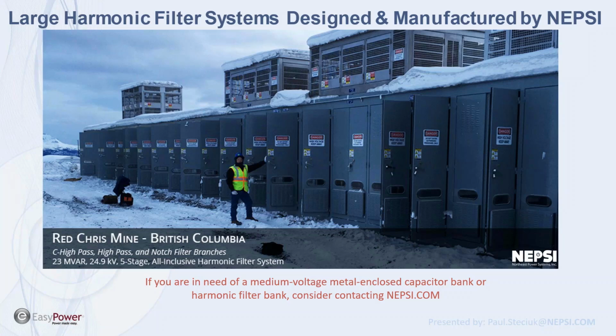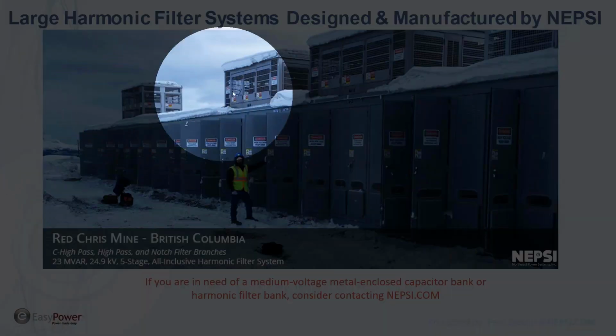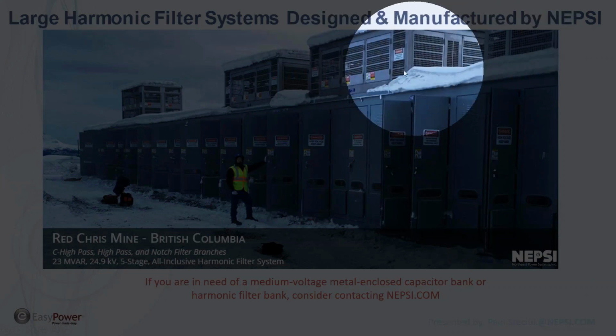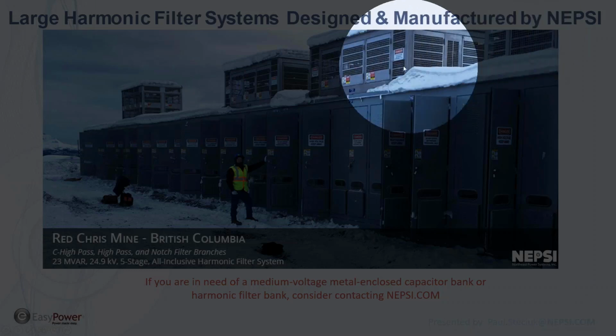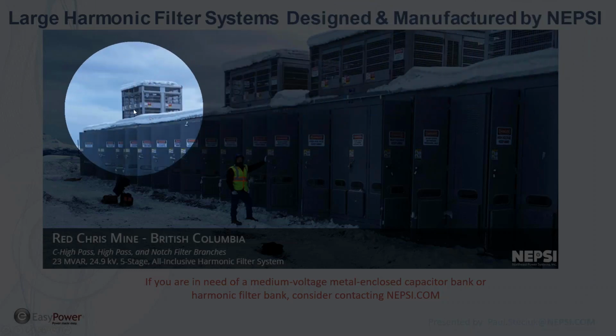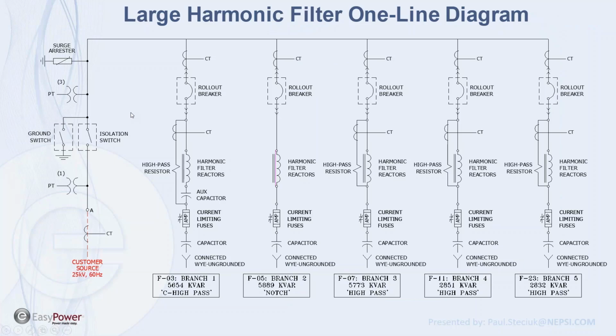The metal closed solution has some advantages in that it contains all switching, protection and control. That's what you're looking at here, a relatively large harmonic filter system that was put into a mine application up in British Columbia. This one is rated 23 megavars and it's a 25 kV system, 5 stages. Those boxes you see on top, everybody always asks, what are they? They are high pass filter resistors. They often have very high kW output, and therefore we put them in stainless steel enclosures up on top. They're naturally cooled resistors.